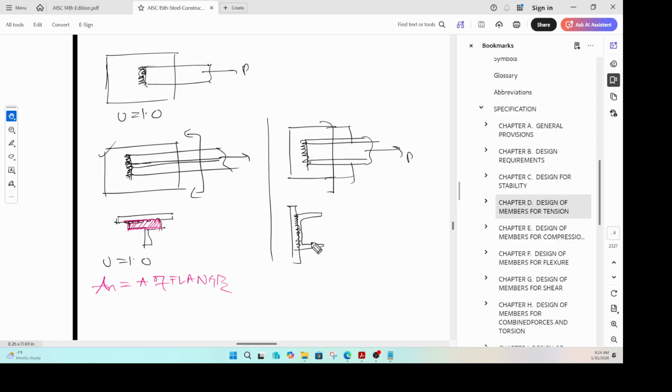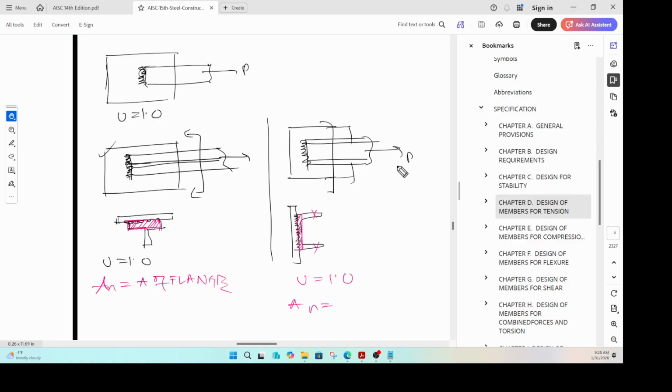So when that happens, yes, U is 1.0, but then your A net used in the calculation should be the area of just that particular web. So you should not consider this and that in your area calculation. Okay. So if you miss that and you calculate the area, there will be an answer wherein the entire area of the channel is also considered, and you will choose that answer.